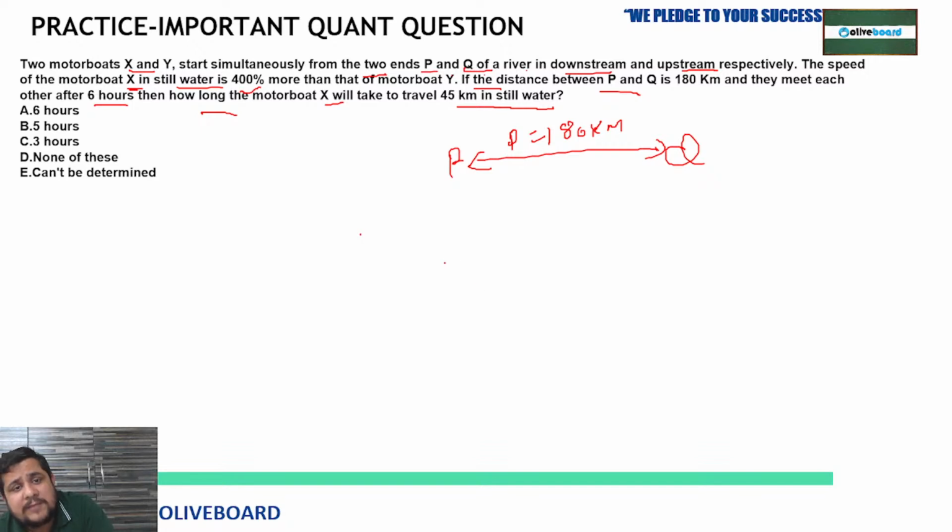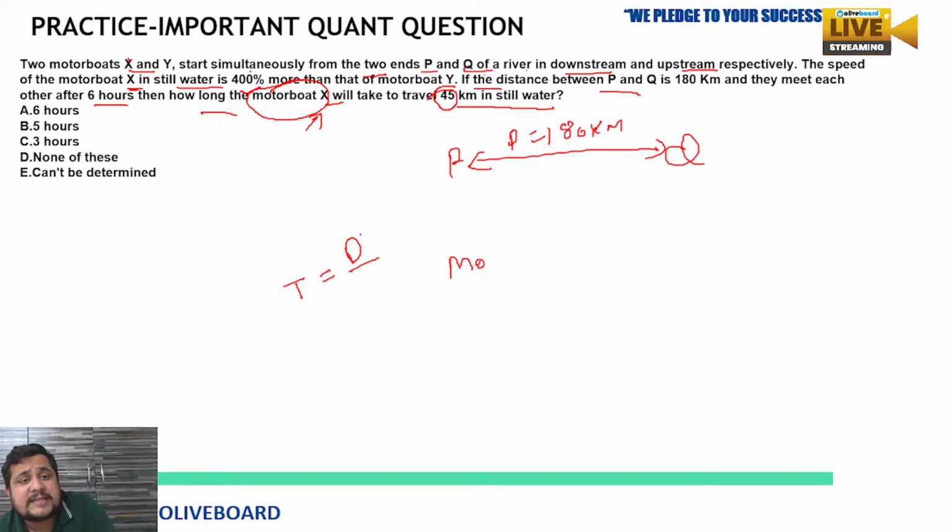So first of all, we must know the speed of the motorboat or not. Then only we can proceed, because we have the distance. Now we have to calculate the time, how long it will take. So distance upon speed. So we must know the motorboat speed. That is not given. So we have to find that, right? So see how you will start this question.